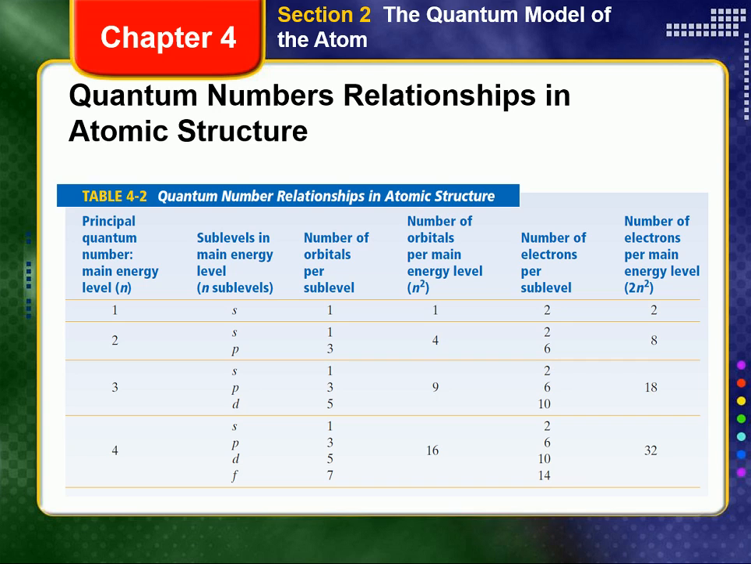As you can see in table 4-2 on page 104 of your text or on the screen now, the total number of orbitals at each main energy level increases with the value of n. In fact, the number of orbitals at each main energy level equals the square of the principal quantum number, n squared. What is the total number of orbitals in the third energy level? 9. Specify each of the sublevels using the 3 quantum numbers you've learned so far.